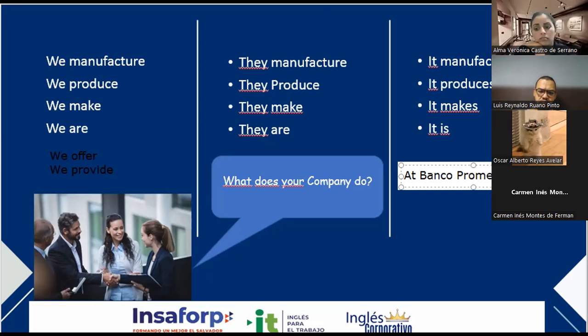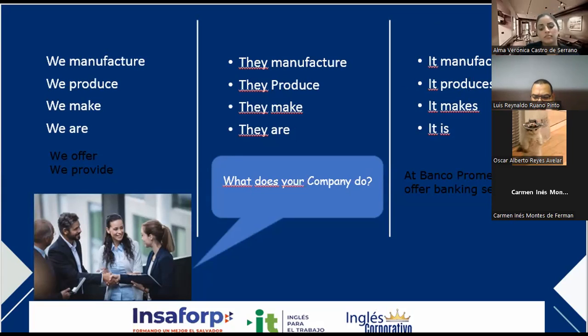Okay, ahora, aquí podemos usar cualquiera de estas. At Banco Promedica, we offer banking services, for example. Entonces, vemos que ya completo sería at the name of the company y luego ponemos cualquiera de estos que podemos usar. En este caso, nos incluimos y suena más bonito decir we. So what does your company do? At Banco Promedica, we offer banking services. There you go.